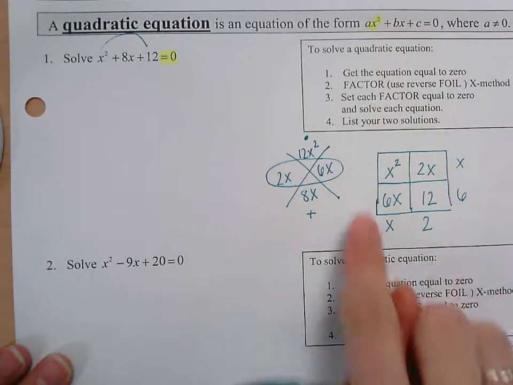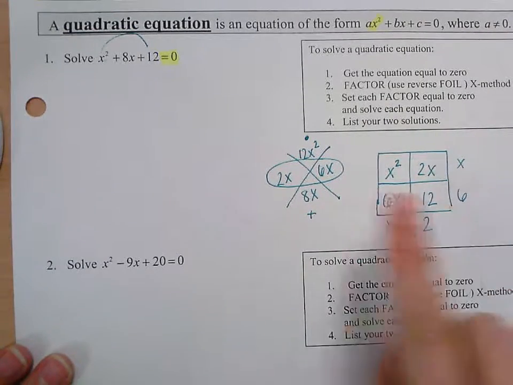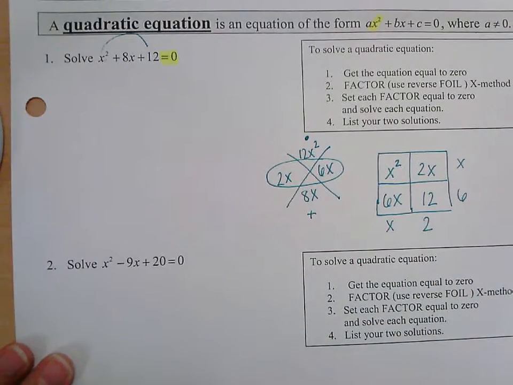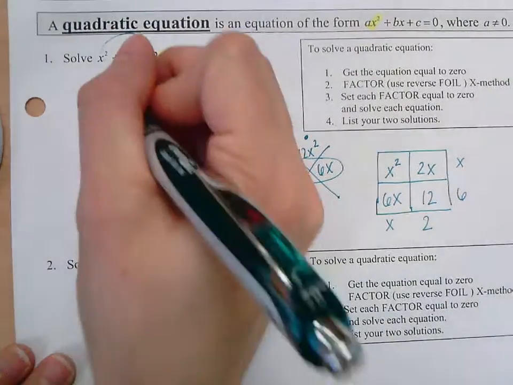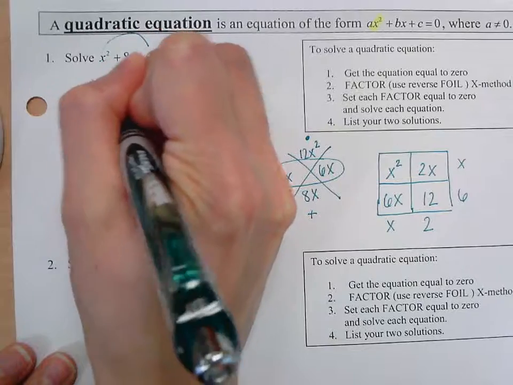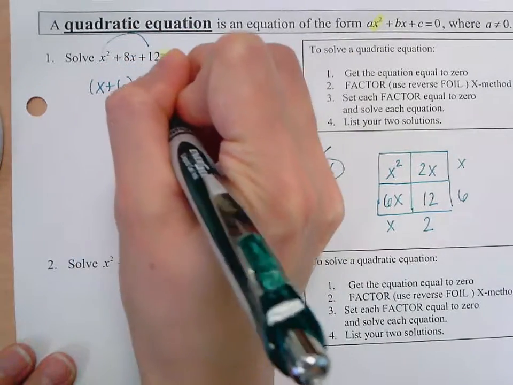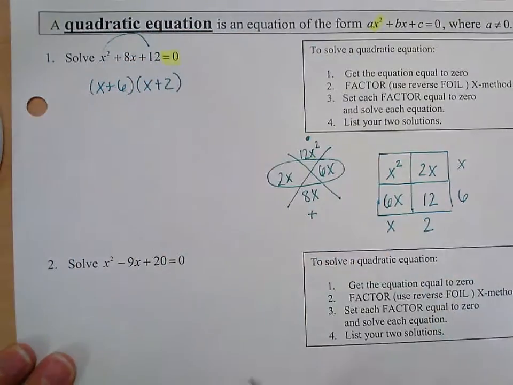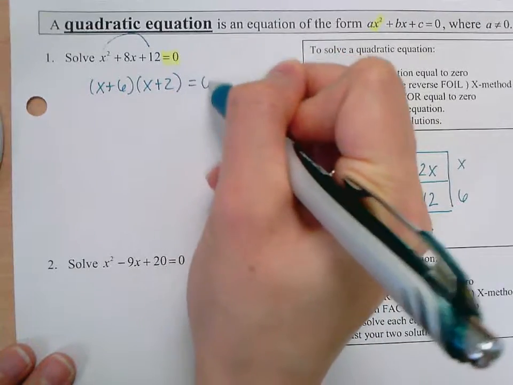Because again, this is the work to lead to it. This isn't the answer for the factored form. So what's the factored form? How would I write it? Cassie? Yes, so x plus 6 in one parentheses times x plus 2 in the other parentheses. And then I still have my equals 0.